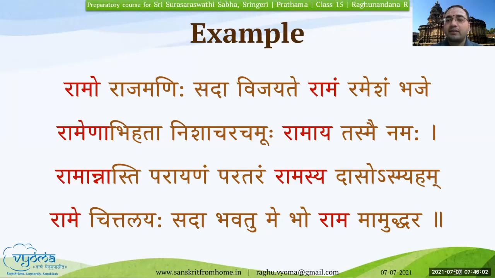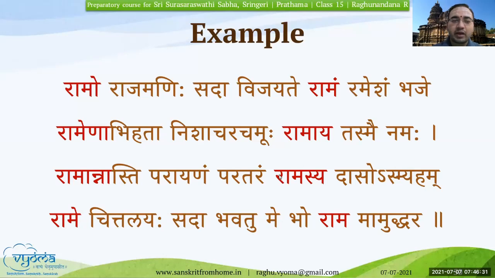Then it is Ramesham, Ramaya Isha. So it is basically Sita Pati. We can think in that way. Ramesham bhaje. Ramam Ramesham bhaje. Similarly, Ramena Abhihata Nishachara Chamuhu. So all the Rakshasa Kula was killed or destroyed by Rama. By Rama. So by, he was the instrument to kill all. So Ramena. Ramaya Tasmai Namaha. I bow to, or my salutations to that Rama.